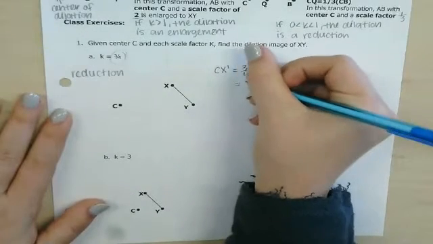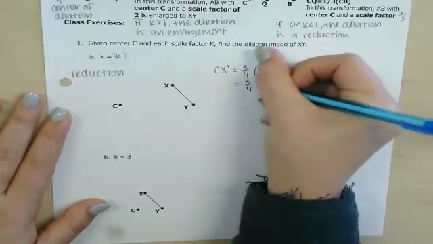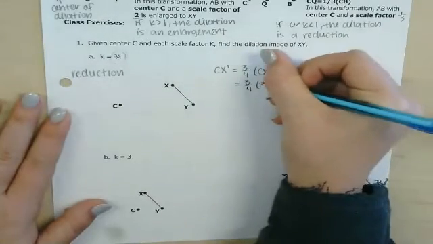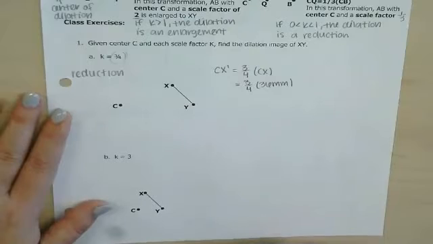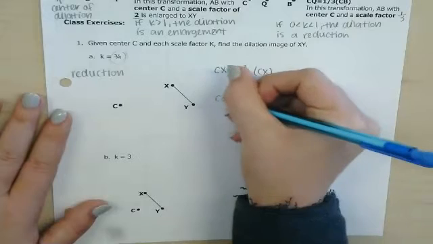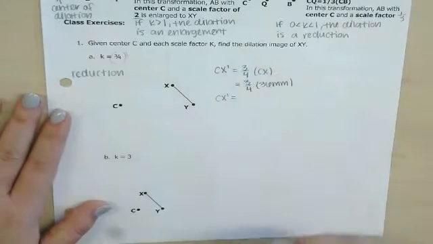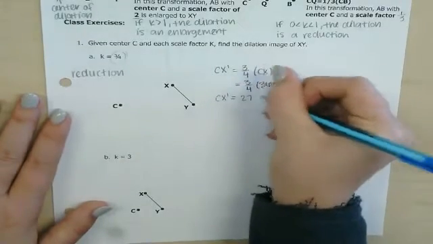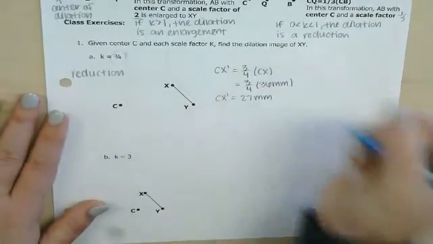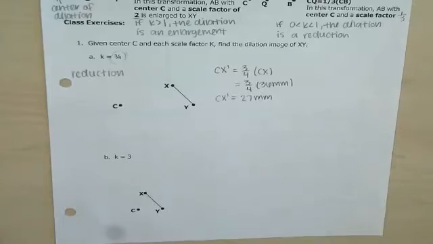So 3/4 times a measurement of, we said it's 36 millimeters. So I'm just going to go ahead and multiply that. What is 3/4 times 36? Good. So our side CX prime is going to be 27 millimeters long.